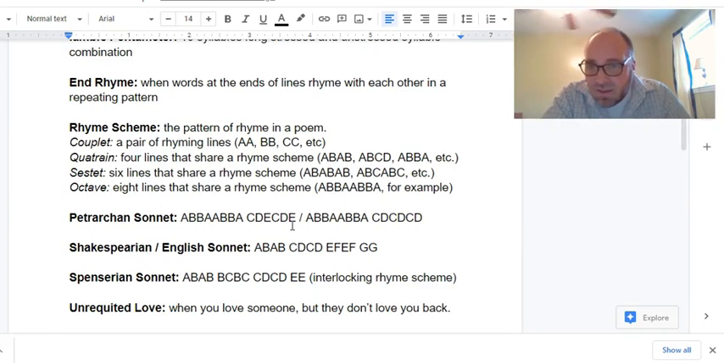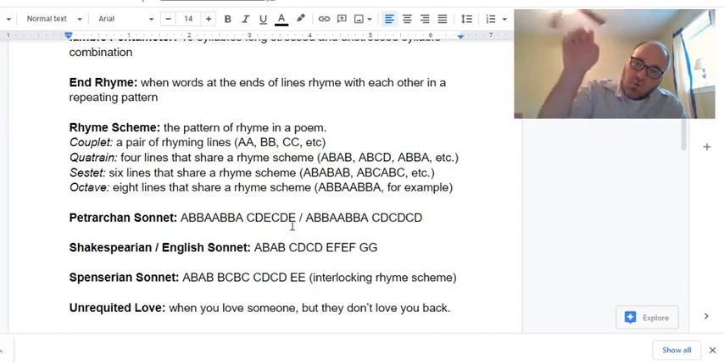The first octave, the first rhyming group that's all together, is going to be about one topic. And then the sestet, which comes at the end, is going to almost be a reply or a commentary on the first bit. And so you're going to have 2 units of meaning. The octave is 1 unit of meaning, and the sestet is the next.